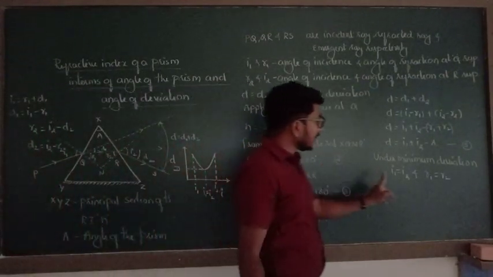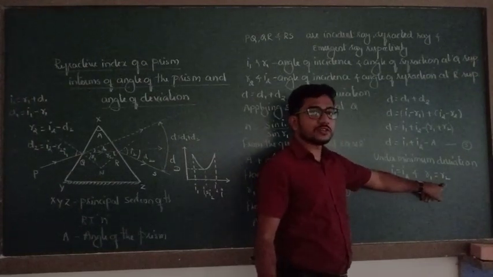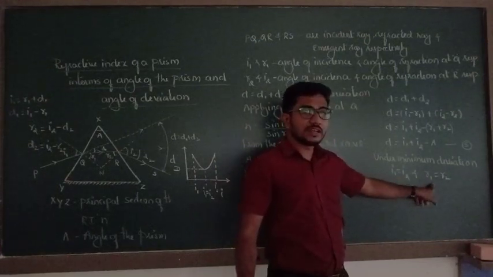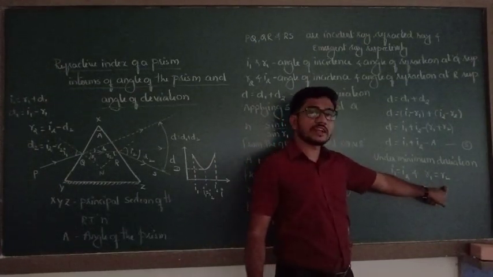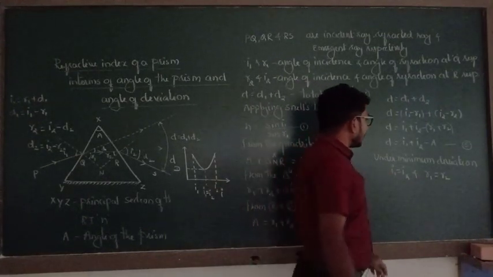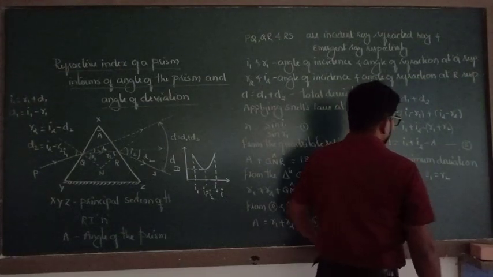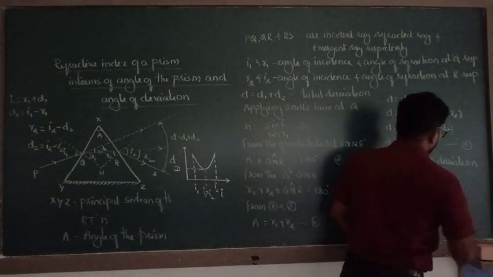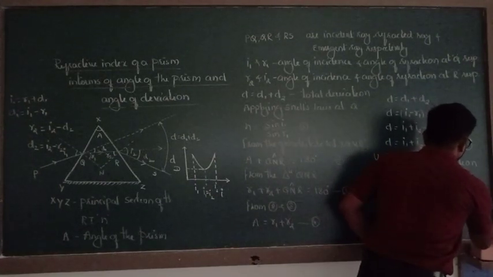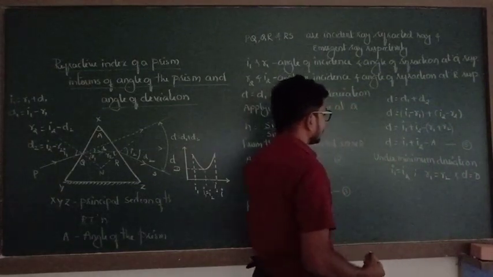Therefore, here I1 is equal to R2 and R1 is equal to R2, but I1 is greater than R1 and I2 is greater than R2. If I1 is equal to I2, then we can write R1 is equal to R2 and small d is equal to capital D.